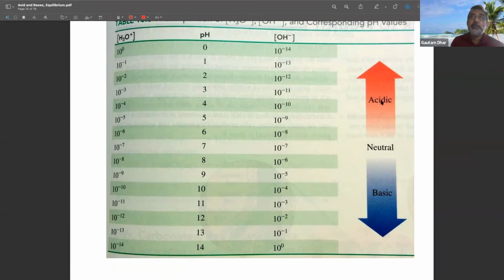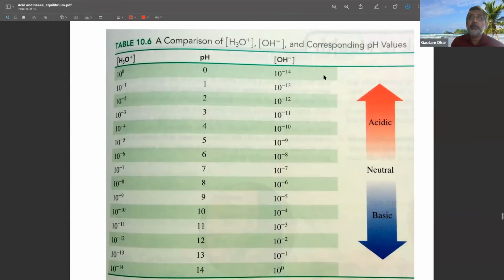If you write the pOH in the next column here, that means pOH is 14, then 13, 12. So if you add pH and pOH, they're always equal to 14. So given pH, we can always calculate pOH. 14 minus pH is the pOH.